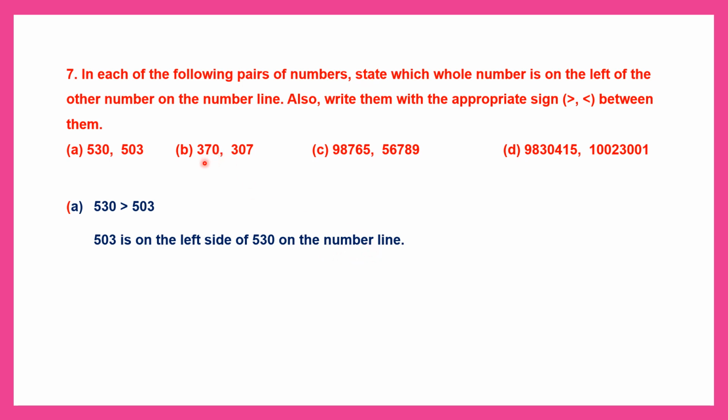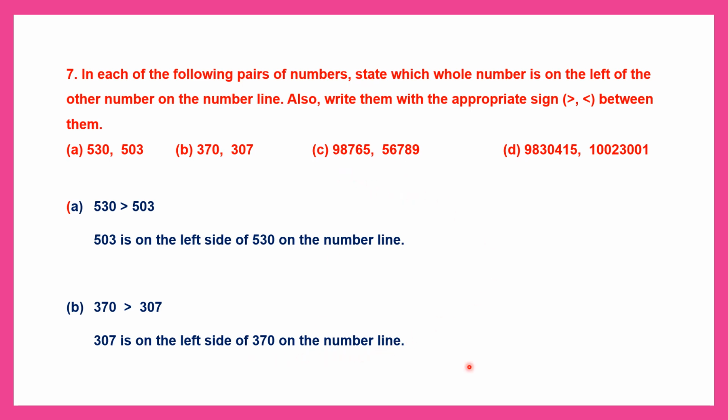Now look at the next pair, 370 and 307. Which is the greater one? 370. 370 is greater than 307. And remember, the smaller number is on the left side of the other number on the number line. So 307 is on the left side of 370 on the number line.